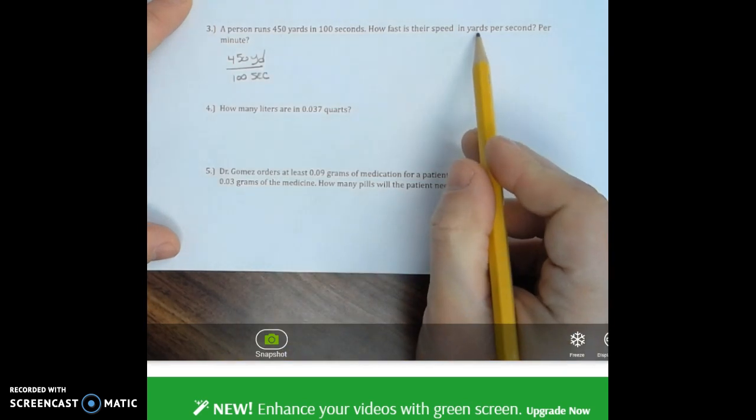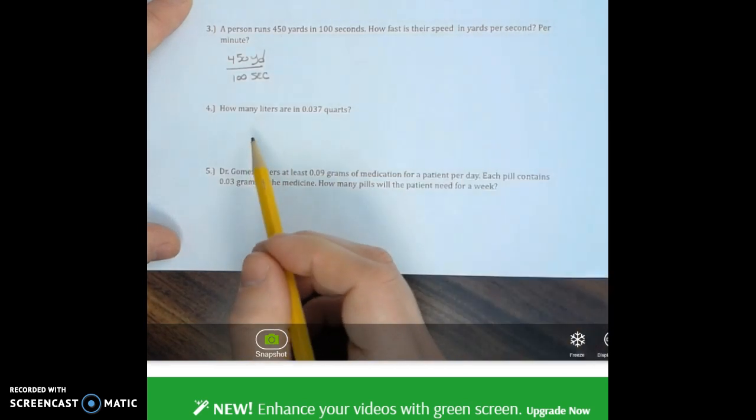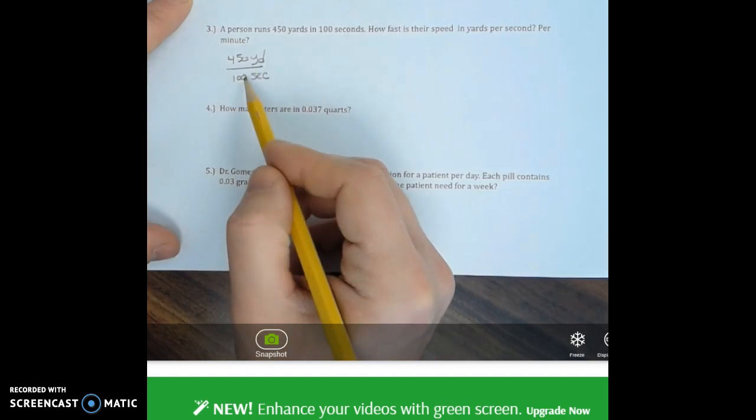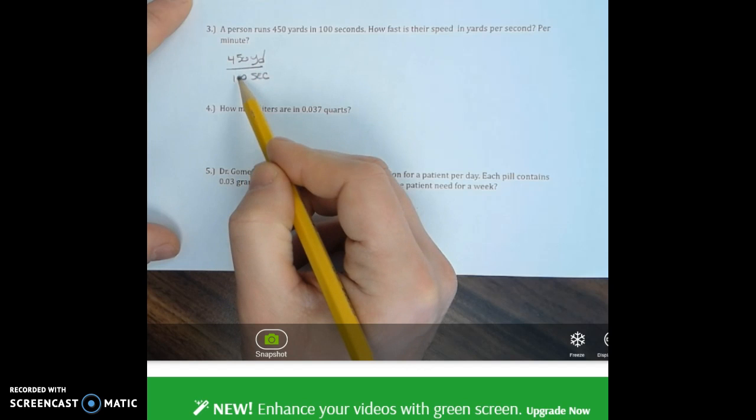And we want to know what's their speed in yards per second. So I want to know how far could they go in just 1 second. Okay, well, in order to figure that out, I'm going to do this division here.